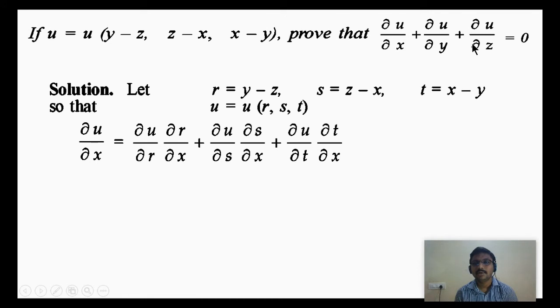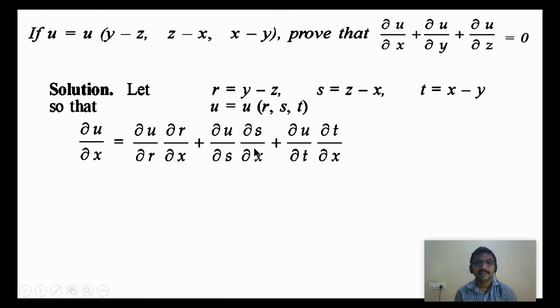Now to compute the required partial derivatives of u with respect to x, y, z, we will use the chain rule. The formula for ∂u/∂x is ∂u/∂r into ∂r/∂x plus ∂u/∂s into ∂s/∂x plus ∂u/∂t into ∂t/∂x. Since u is a function of r, s, t, we have to split ∂u/∂x like this using the chain rule.